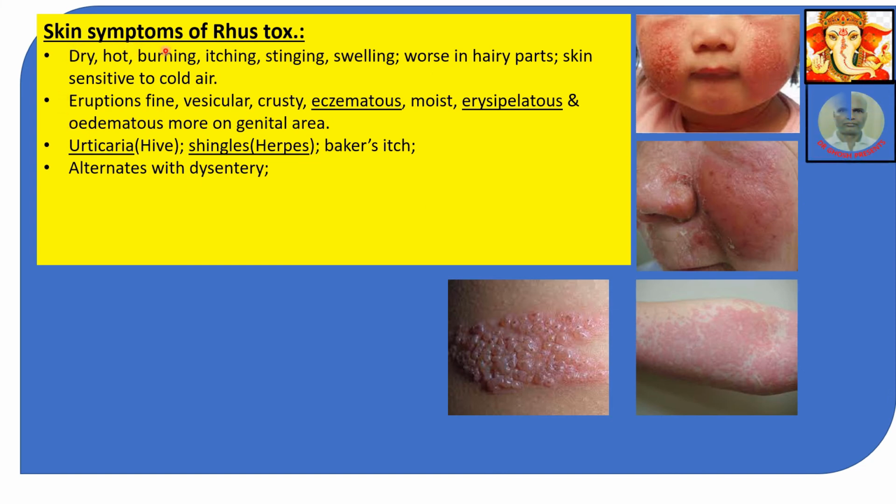Skin symptoms of Rhus Tox: dry, hot, burning, itching, stinging, swelling, worse in hairy parts, skin sensitive to cold air, eruptions, fine, vesicular, crusty, eczematous, erysipelas, and edematous, more on genital region. Mind it, eczematous. This is eczematous eruptions. This is erysipelas eruptions. Urticaria or hive. This is urticaria or hive, and shingles or herpes.